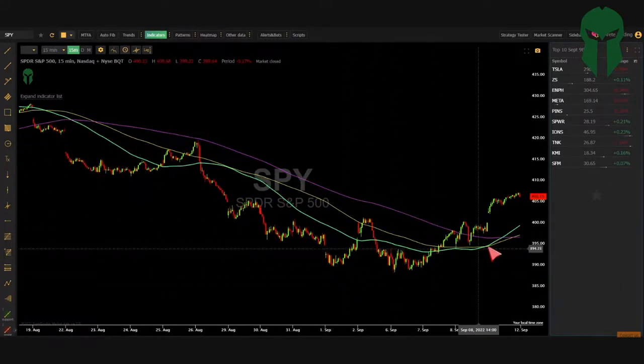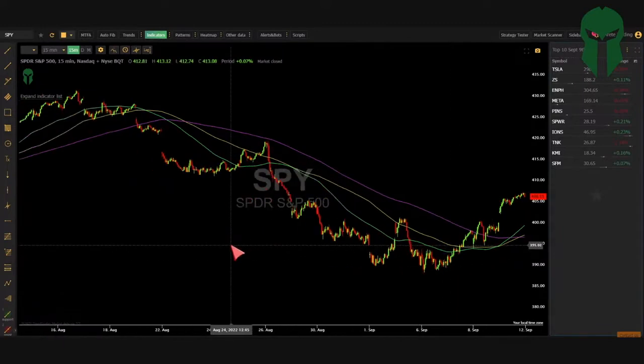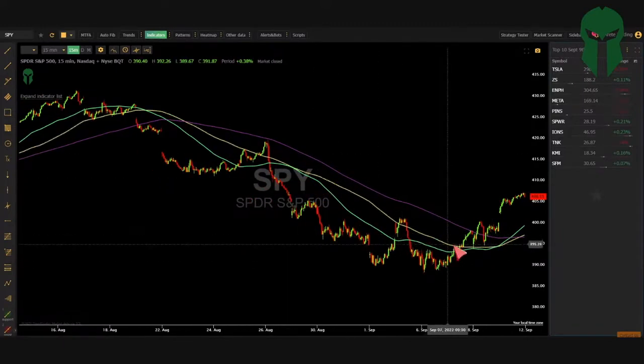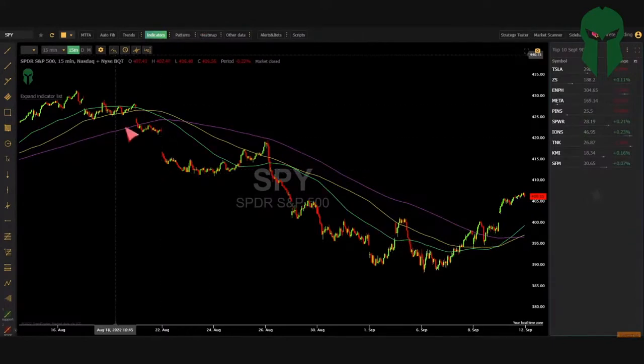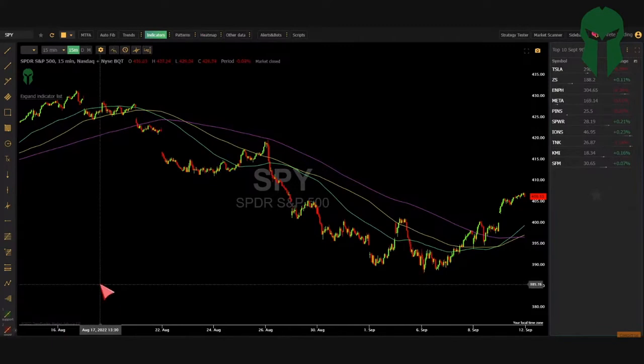So one of the key things that you're going to want to focus on is the 3-day moving average if you're doing intraday trading. So in other words, if you're trying to trade during the day, you should have a 3-day moving average outlined on a 15-minute chart, okay?